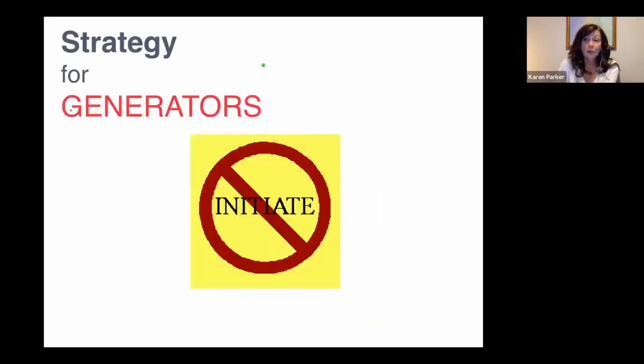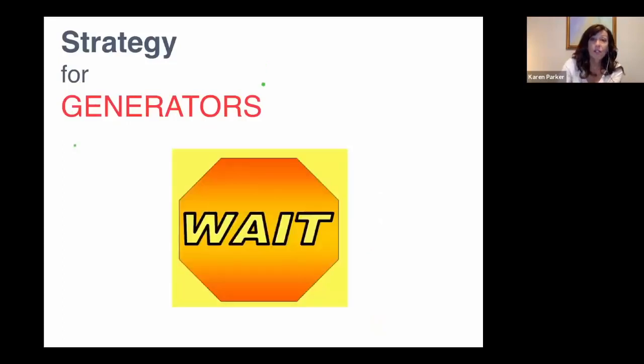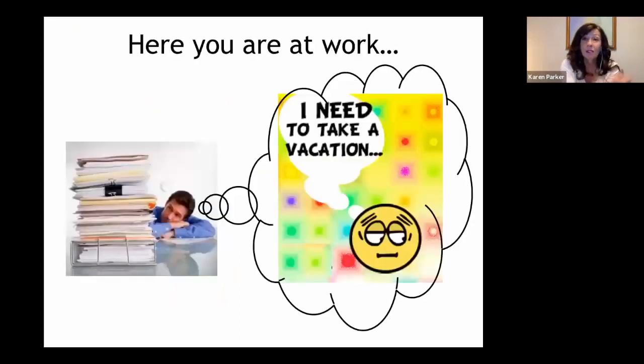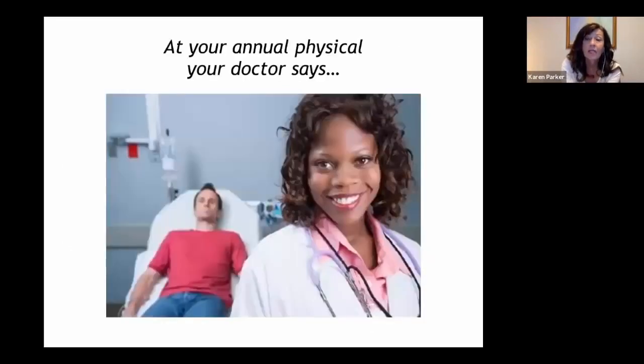Generators are not here to initiate in the way that manifestors do. They need to wait, and they need to wait to respond. And what does that mean? Let's use this example. If you're here at work and you're feeling really burned out and you hate your job and you really just want to take a break and you think, oh, I need to take a vacation, and you're a generator type, you better darn well not get on the internet and book your vacation. That's initiating.